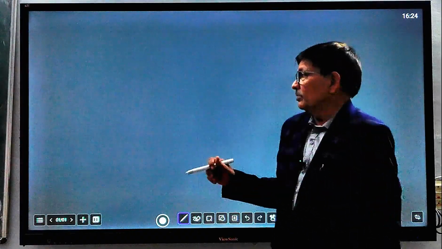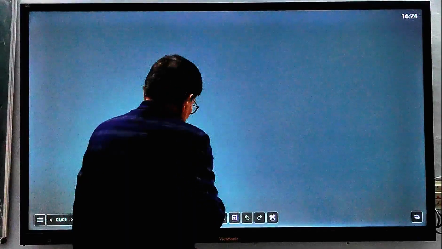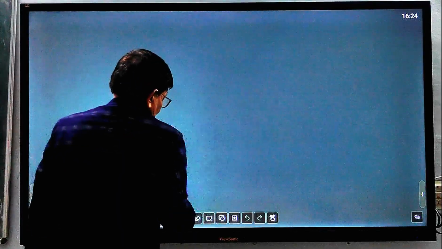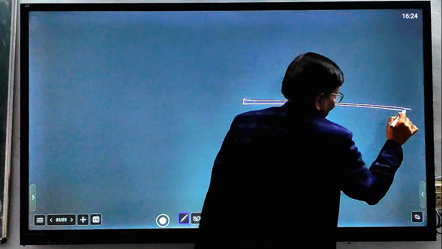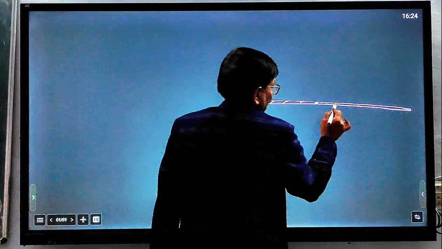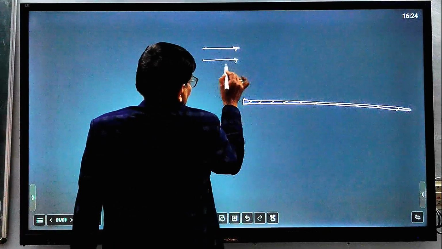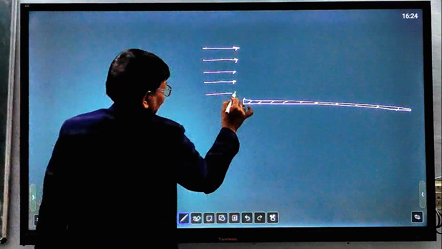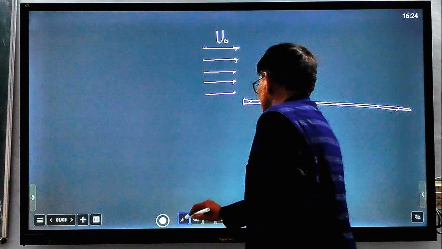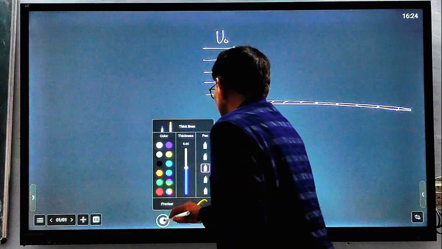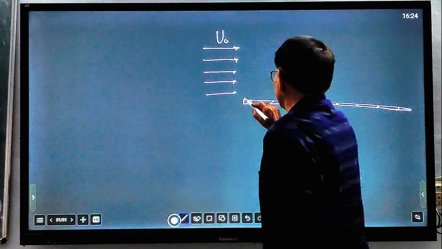Let us recap what we discussed in the previous class, in short. This was a boundary layer over a flat plate, and fluid is coming with free stream velocity, the x component of velocity, u naught. Here we discussed the formation of the boundary layer.